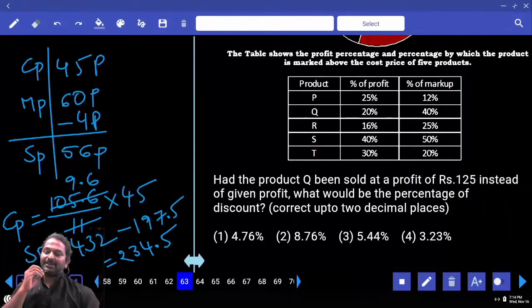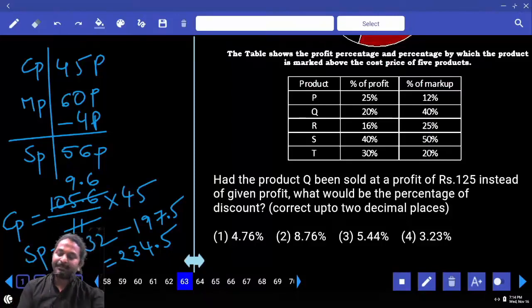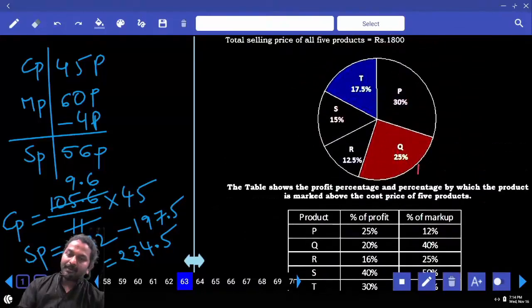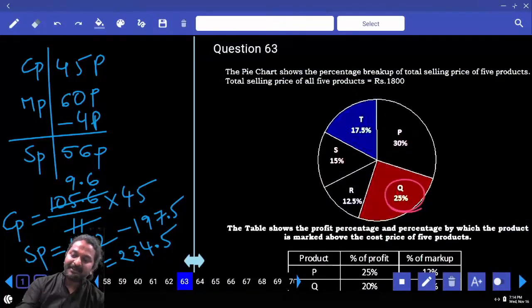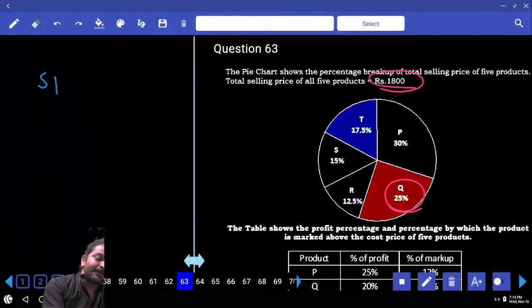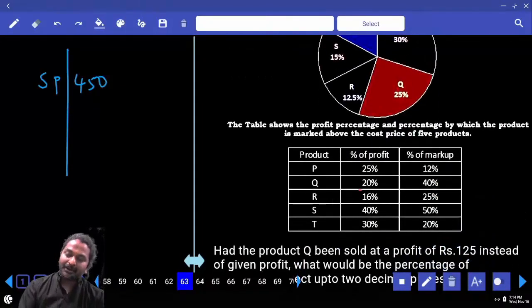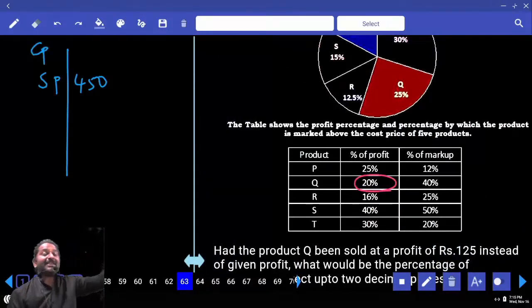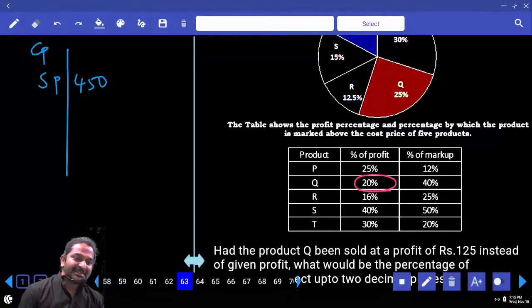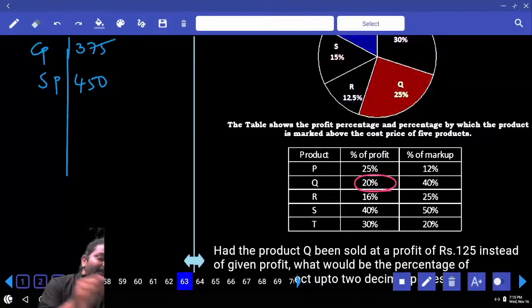Had the product Q been sold at profit of 125 instead of the given profit, what would have been the percentage of discount offered? Okay, product Q. Selling price, they mentioned it as 25% of this number. So what is the selling price here? 25%, half and half. 450. On product Q, what percent profit is made? 20%. Then cost price, if it is 100%, selling price becomes 120%. Cost price to selling price, they are in the ratio 5:6. Then 5 parts must be equal to 375 only.